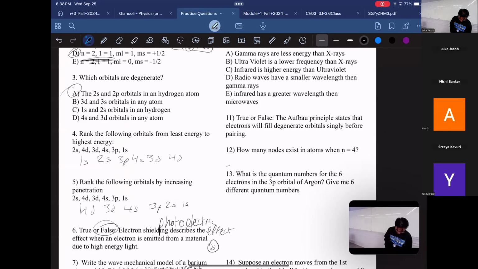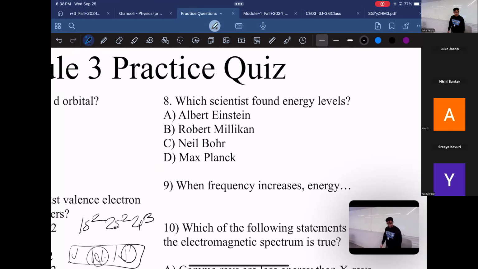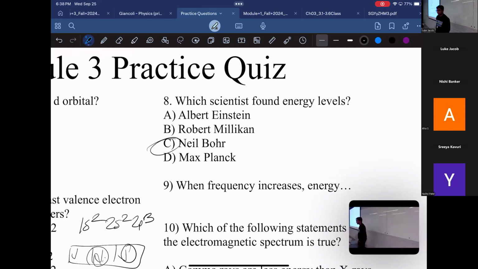Which scientist found energy levels? Does anyone know? Bohr! Yes, Niels Bohr. What did Einstein do? The photoelectric effect, good. What did Millikan do? The charge of the electron, the oil drop experiments, right?